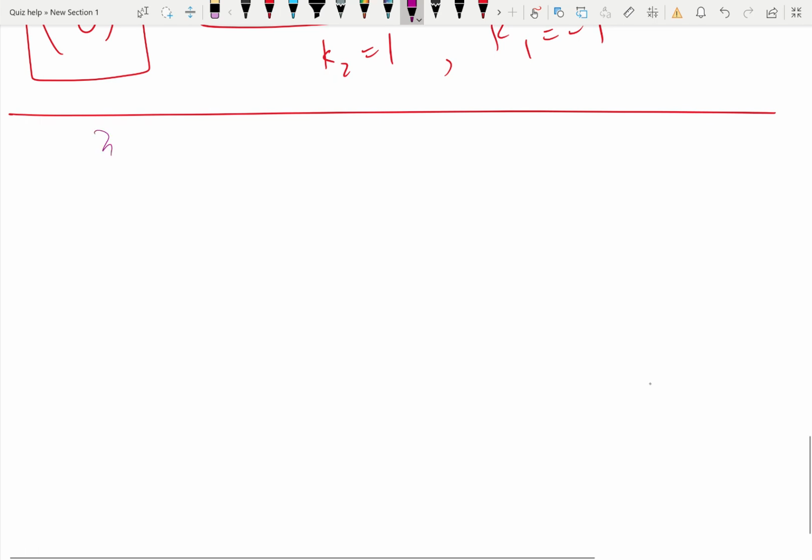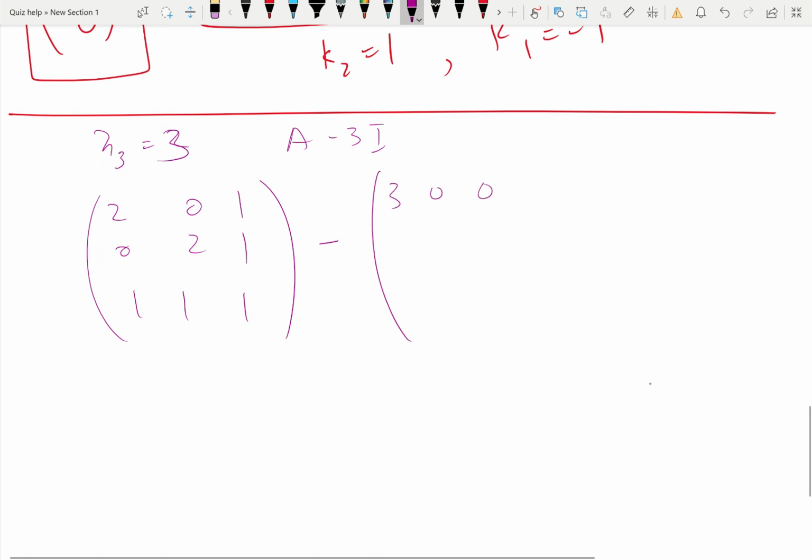Now the third eigenvalue. The third eigenvalue was 3, so we need A minus 3I. A is 2, 0, 1, 0, 2, 1, 1, 1, 1. Now minus 3 times I is 3, 0, 0, 0, 3, 0, 0, 0, 3. So this is 2 minus 3, which is negative 1, 0, 1; then 0, negative 1, 1; and 1, 1, negative 2.